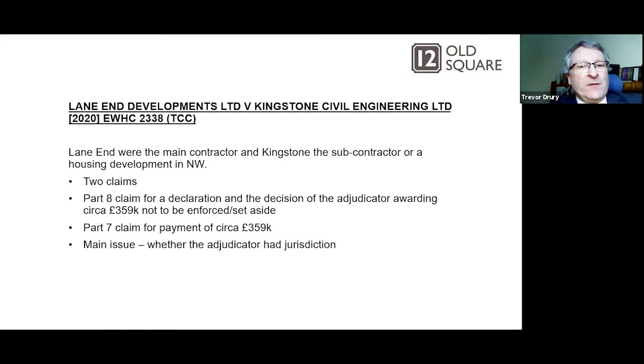So Lane End were the main contractor, and Kingston the subcontractor, and it's for a housing development up in the northwest, Cheshire, I think. So there were two claims. One was a Part 8 claim for a declaration that the decision of the adjudicator awarding something in the region of 359,000 not be enforced and be set aside, and the Part 7 claim for payment of the 359,000. So we've got one wanting to enforce the decision, one who doesn't want to. So the main issue: whether the adjudicator had jurisdiction.